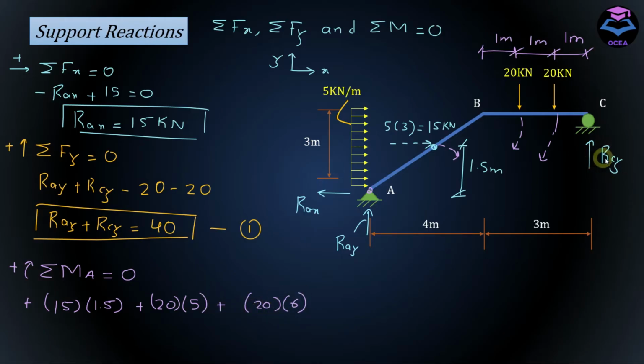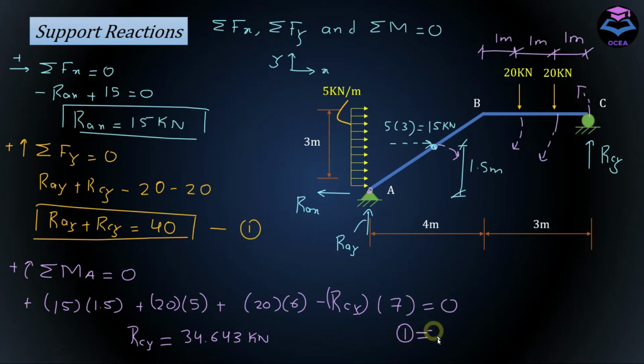And in the last, we have RCY creating counterclockwise moment, hence negative, and it has a perpendicular arm of 4 plus 3, 7. And if we solve this equation, RCY is equal to the computed value, and now substitute this value of RCY in equation number 1. Equation number 1 implies that RAY is equal to the result, .357.